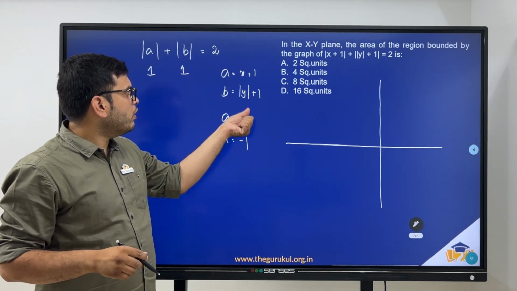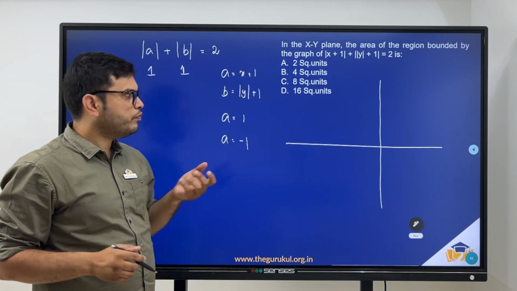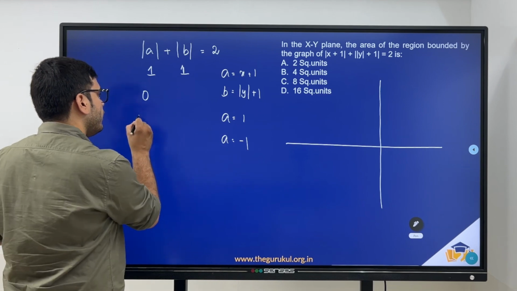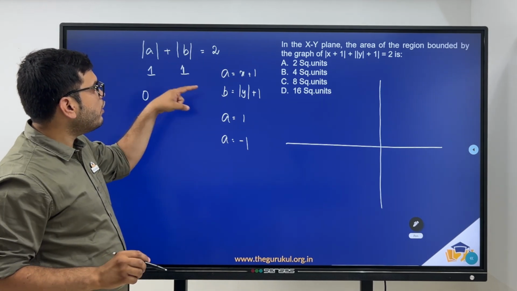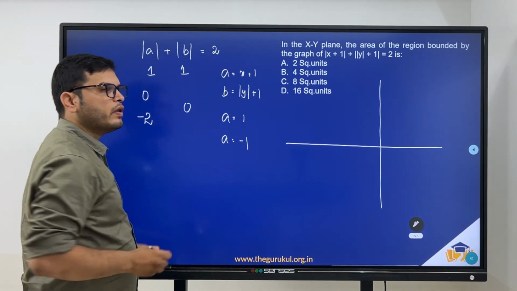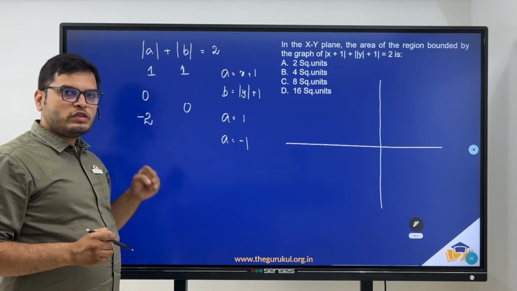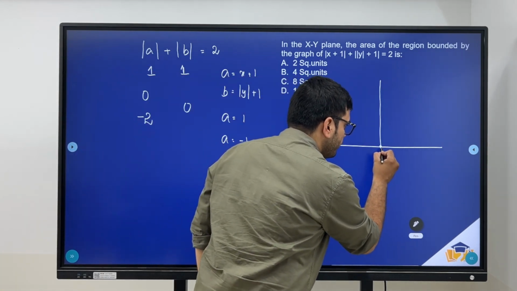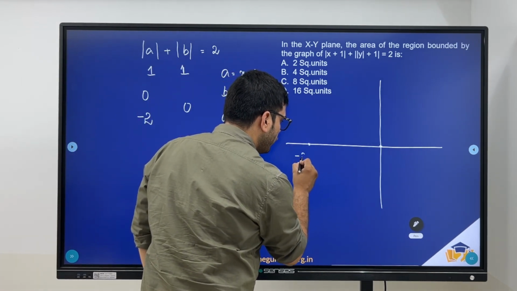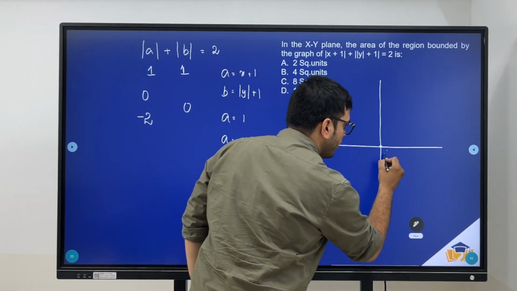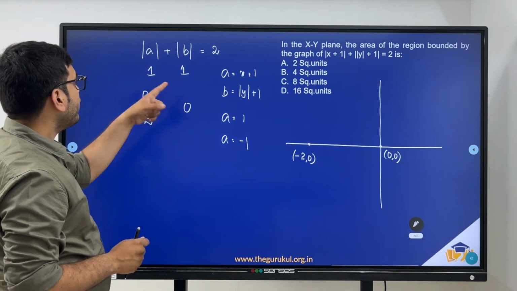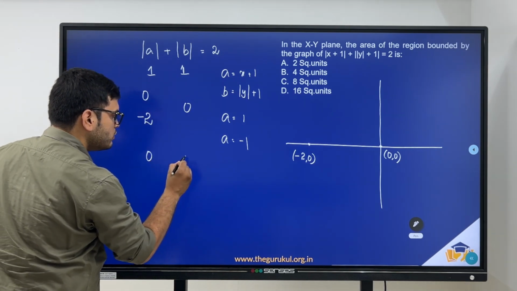Now for a to be 1, what should be the value of x? 0, right? And for a is equal to minus 1, the value of x has to be minus 2. And the corresponding value of y, when b will be equal to 1, is y equal to 0. Right. So we have 2 points here, 0 comma 0, nothing but origin, and minus 2 comma 0, a point on negative x axis. Done. Now let's look at the other possibility, right? We are done with 1 1. Now let me consider 0 2.